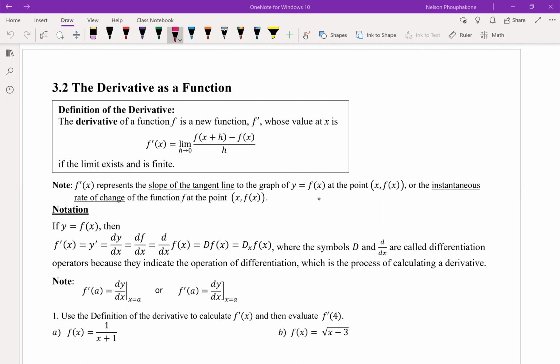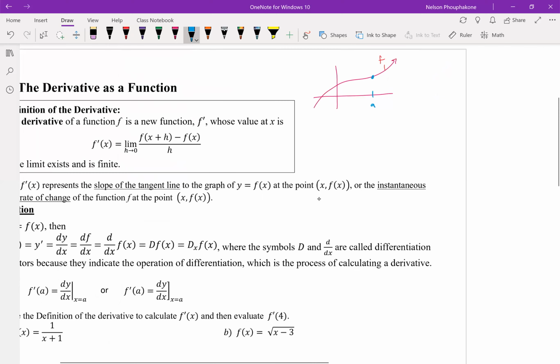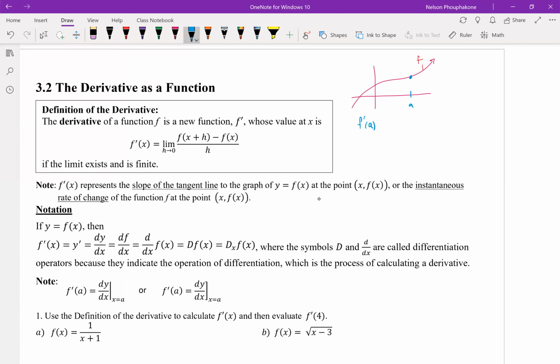Okay, so now let us get to the next section, where we talk about the derivative as a function. Last section we talked about the derivative at a point. For example, if I have a number a and this is the function f, and I want to find f prime of a, we take the limit as h approaches 0 of f of a plus h minus f of a over h.